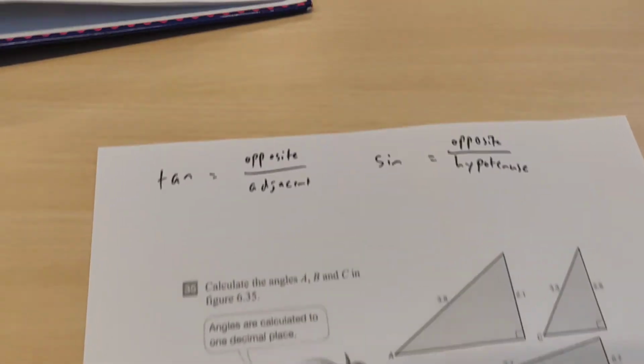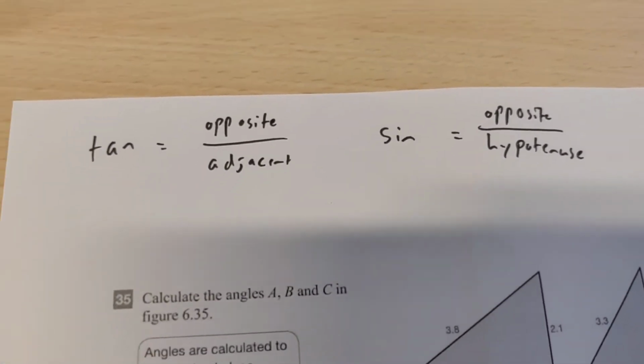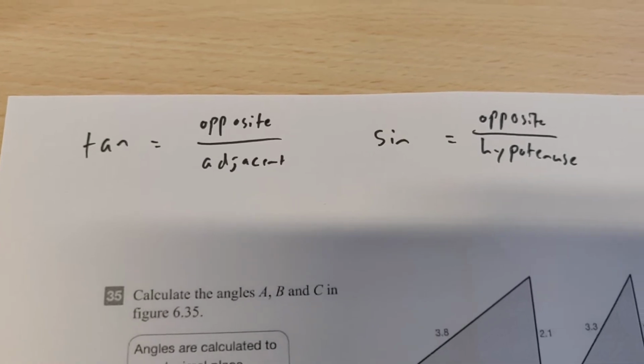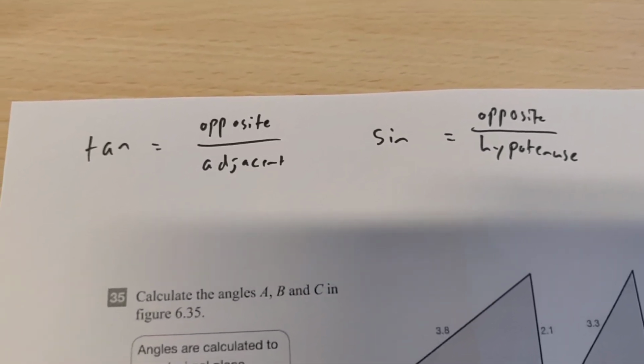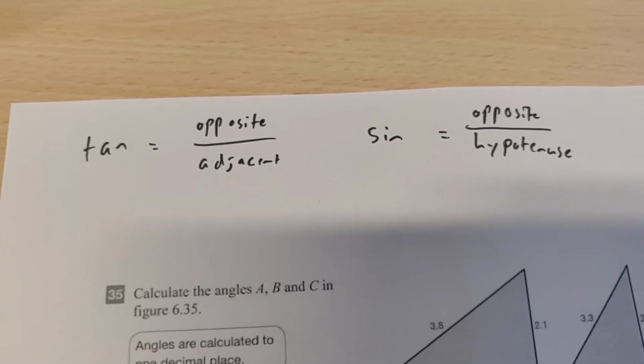Because over here, you already learned that the tangent is the opposite side divided by the adjacent side. Well, the sine is just a different calculation, but you do the same thing. But now you do the opposite side divided by the hypotenuse.